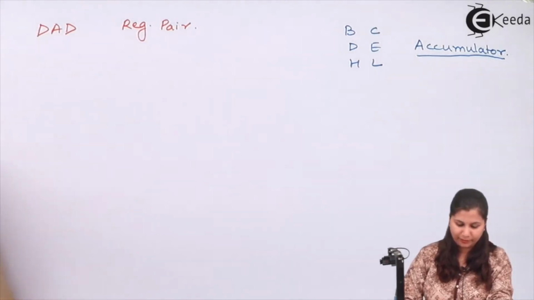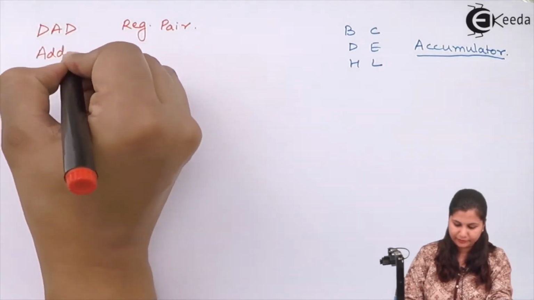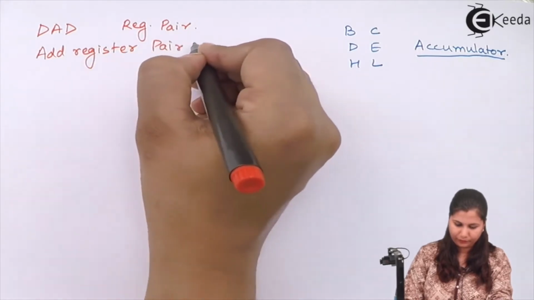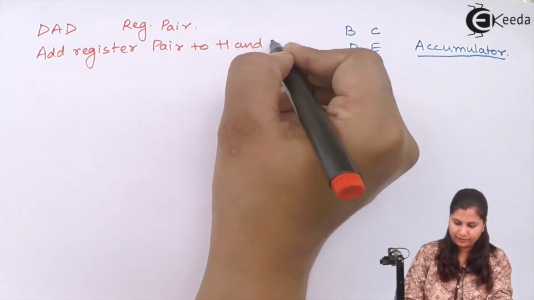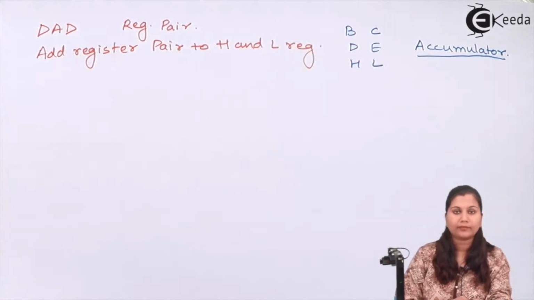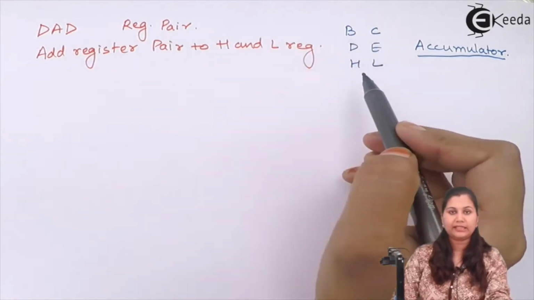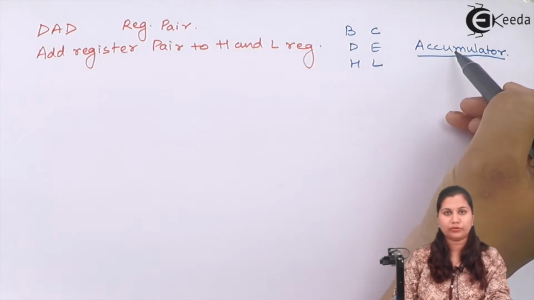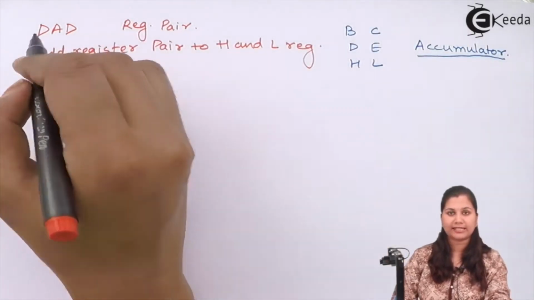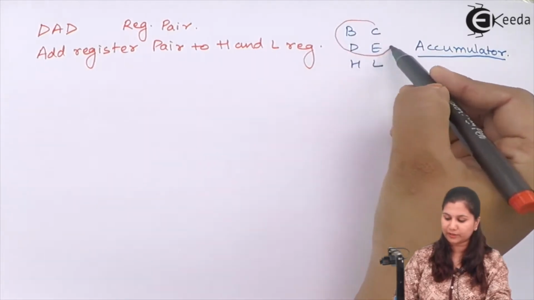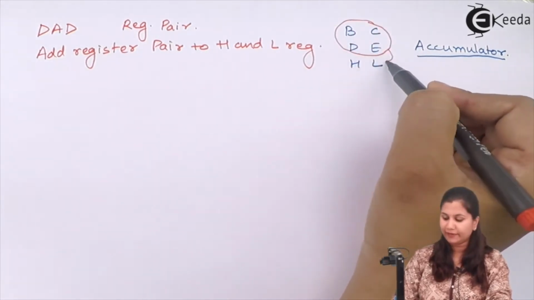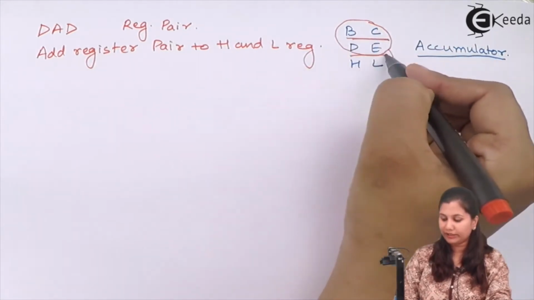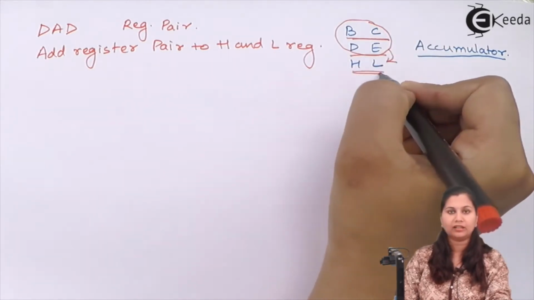So this instruction is about adding the register pair to H and L registers. Because B, C, D, E, H, L cannot be added up, and if you want to add, then one of the operands should be stored in the accumulator. So this instruction is an exception. It is adding the contents of the register pair, either BC or DE, with HL. One of the operands will be in the BC or DE register, and one of the operands will be in the HL register.